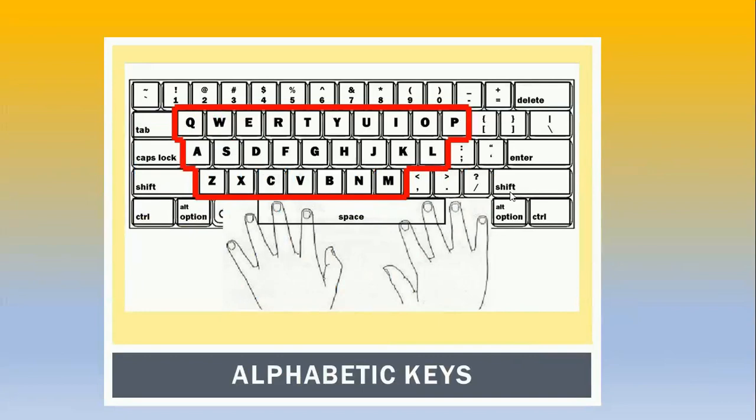You can see here a complete keyboard is here on the screen, and you can see here two hands are there. With these hands you can type. We can type using these alphabet keys. These are all called alphabet keys. They are 26 in numbers that you have to remember.